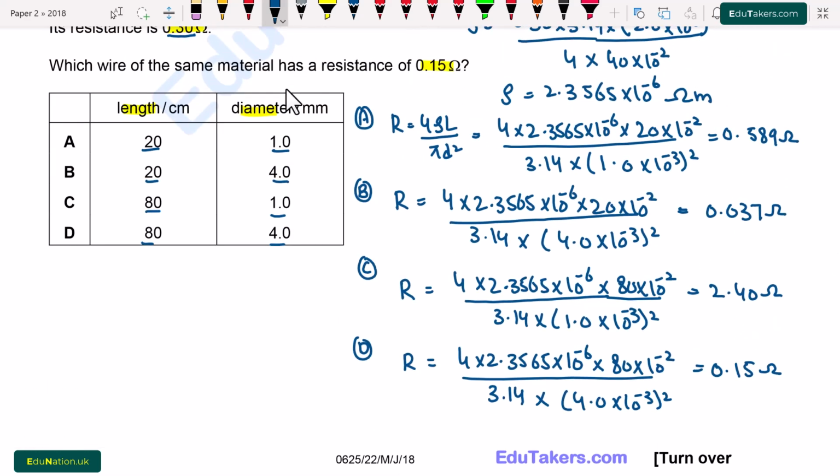In this question, we have to find which one of the following wire has the resistance of 0.15 ohm. So this is option D, for which the resistance is equal to 0.15 ohm. So only option D is correct.